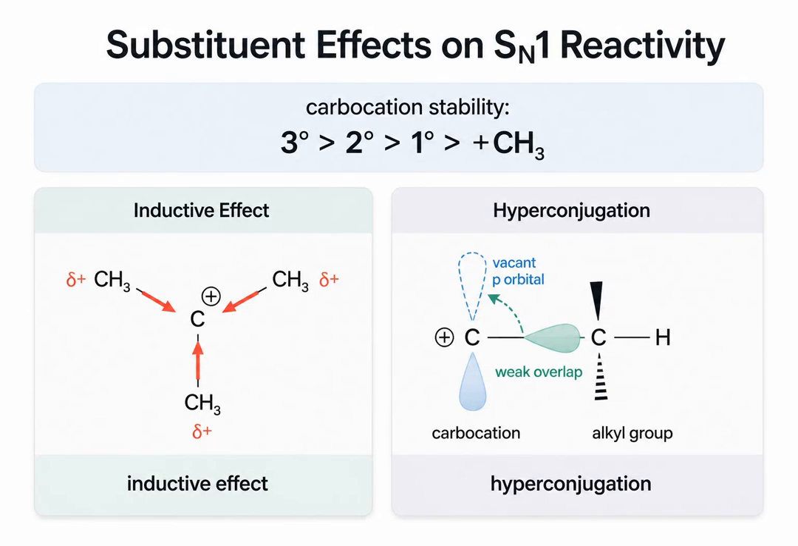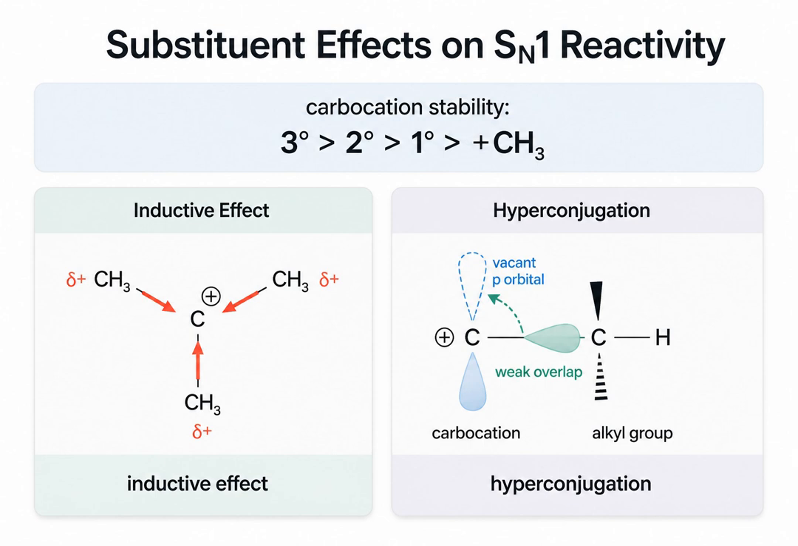Because the rate-determining step involves forming a carbocation, the Hammond postulate tells us that the transition state for this endothermic process closely resembles the carbocation intermediate itself. Consequently, anything that stabilizes the carbocation will lower the activation energy and speed up the SN1 reaction. Alkyl groups are excellent at stabilizing carbocations through two mechanisms. First, the inductive effect, where the electron-rich alkyl groups push electron density toward the electron-deficient positive carbon. Second, hyperconjugation, where the electrons in adjacent aligned carbon-hydrogen sigma bonds partially overlap with the empty p orbital of the carbocation. Because of these stabilizing effects, SN1 reactivity follows carbocation stability.